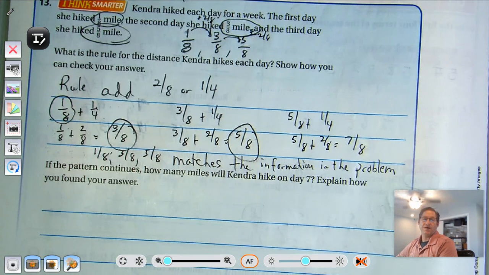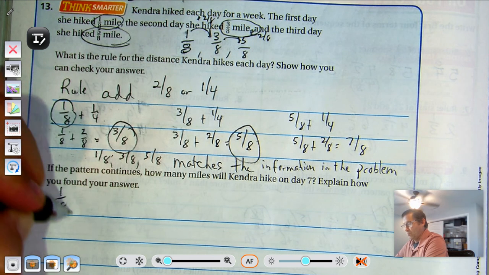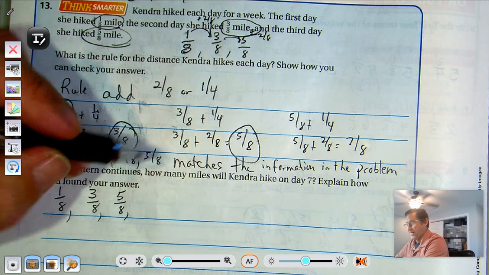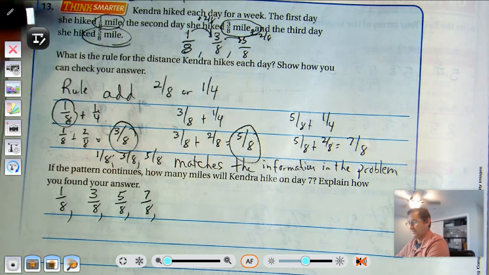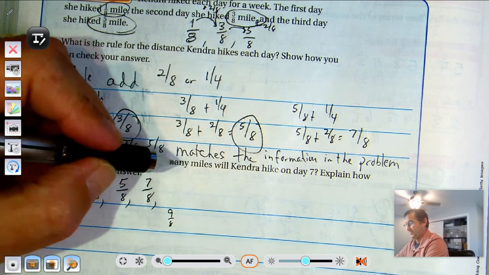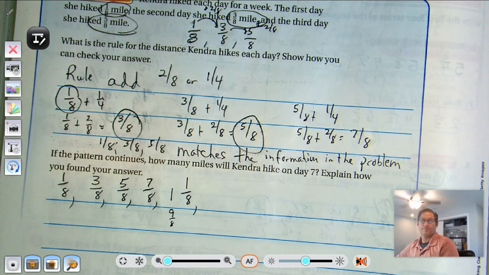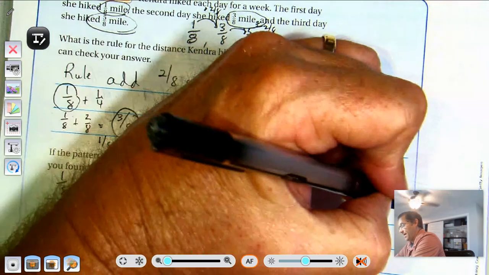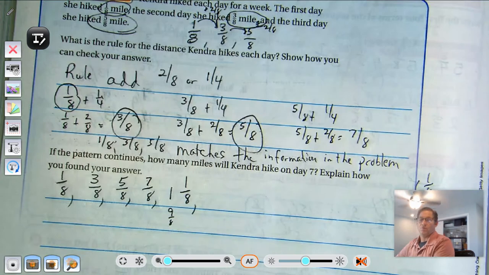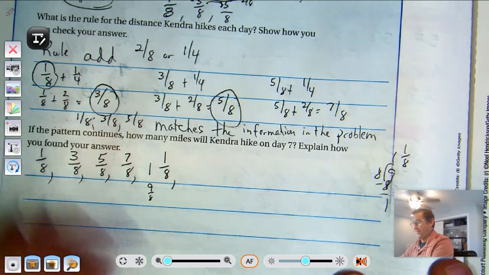If the pattern continues, how many miles will Kendra hike on day 7? All right, so day 1, 1/8. Day 2, 3/8. Day 3, 5/8. Day 4, 7/8. Day 5 will be 9/8. Well, 9/8 is the same as 1 1/8. Okay. 9 divided by 8 is 1 with a remainder of 1, so 1 1/8.